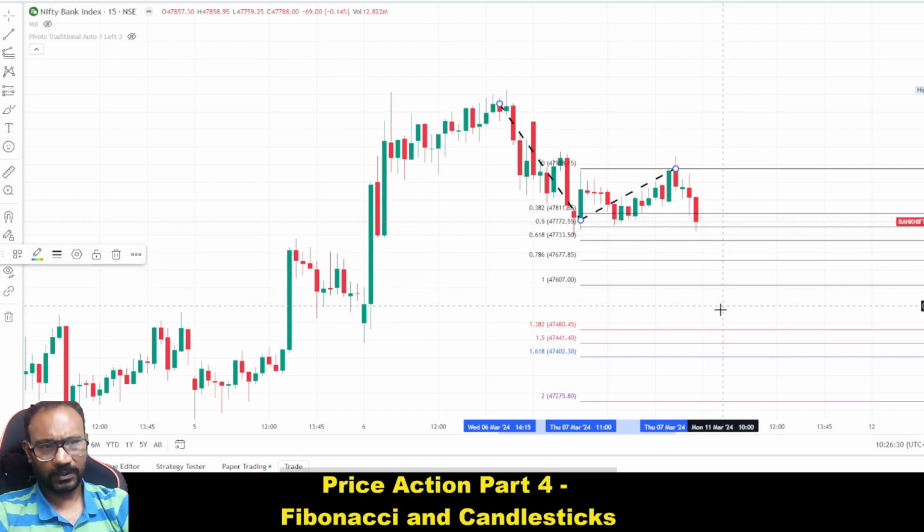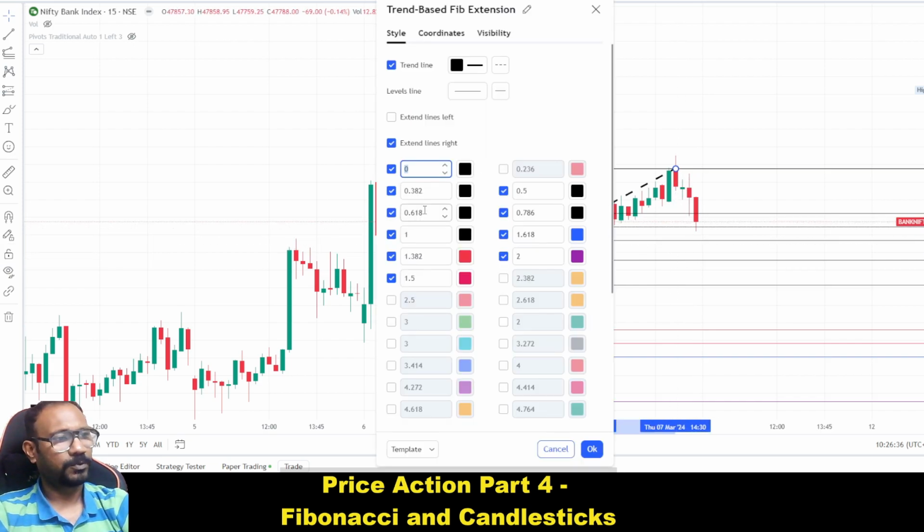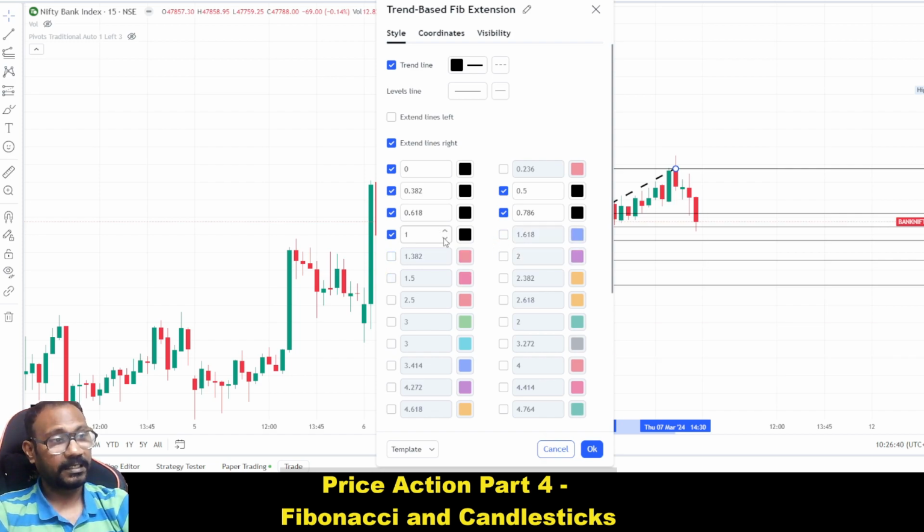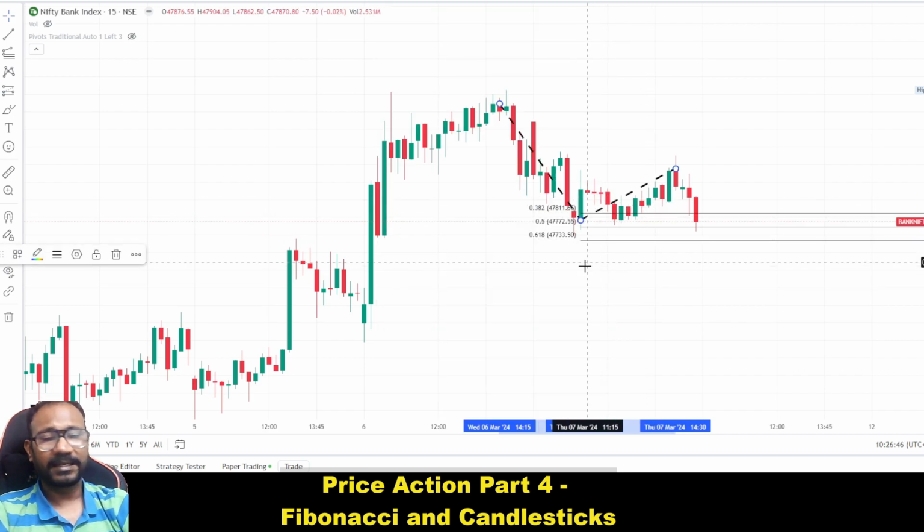So you can go on to extrapolate it to the levels that you wanted, but basically what's most important is that you should have enabled only, you should ideally have 0.38. I'm going to remove all the other things. These three are mandatory: 0.38, 0.5 and 0.6. So this is how you arrive at the higher side targets and the lower side targets.